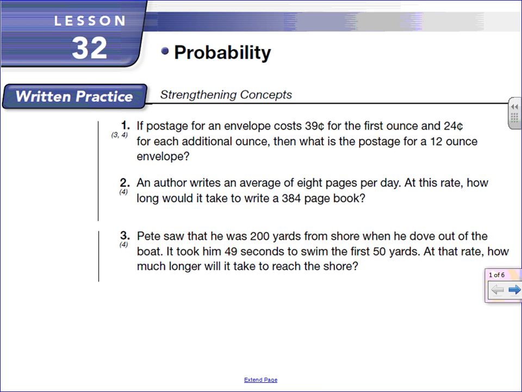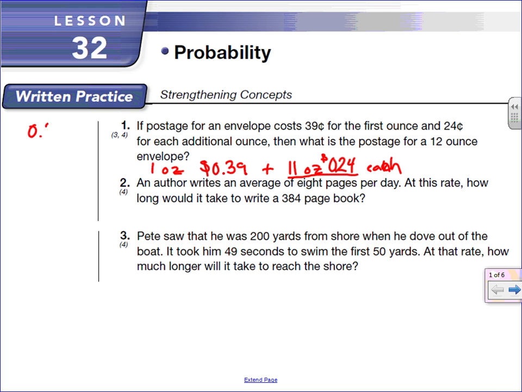So if it's 12 ounces, that means 1 ounce costs 39 cents, and then 11 ounces cost 24 cents each. Wow, writing's tough right now. So what we need to figure out is how much 11 ounces of 24 cents each costs, and we're going to do that by multiplying 24 cents and 11.